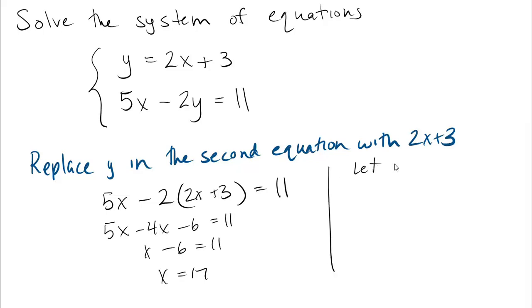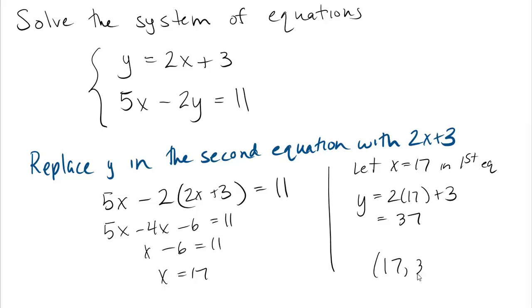I can let x equal 17 in either equation because it should be the same solution. So for example, I can put it in the first equation, and I get y equals 2 times 17 plus 3, which is 37. So our solution is 17, 37.